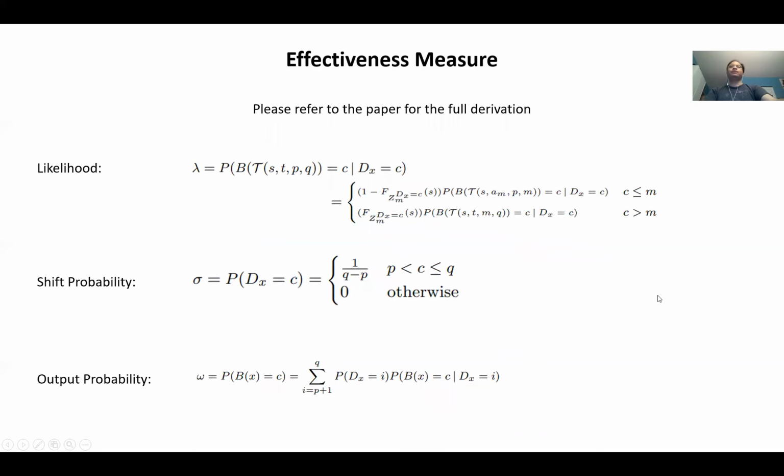Once you go through the motions, you can derive each of those three components. The likelihood is represented by lambda, the shift probability by sigma, and the output probability by omega. I'm not going to go through the entire derivation here because it's a bit tedious, but you can refer to the paper for that.